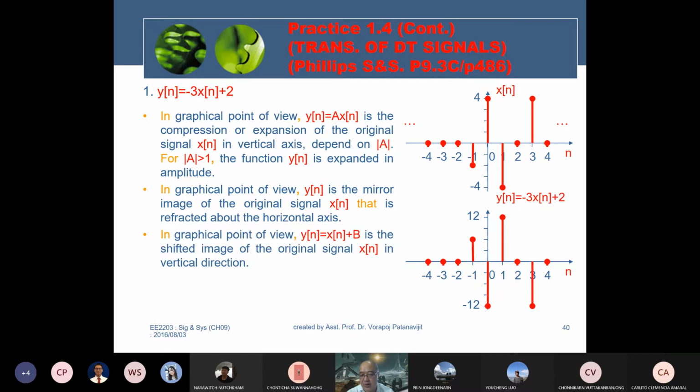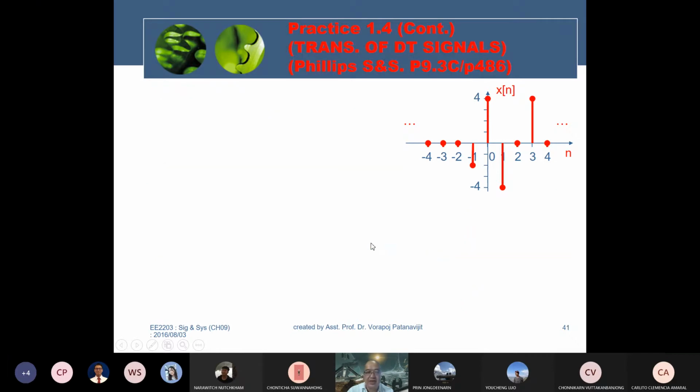From the graphical point of view, y[n] equal to x[n] plus b is the shifted image of the original signal x[n], that is, in the vertical direction. In this case, b equal to 2, so you shift every point up by 2 points, and you redraw them. The result is here. Next one, y[n] equal to 2x[n] minus n.